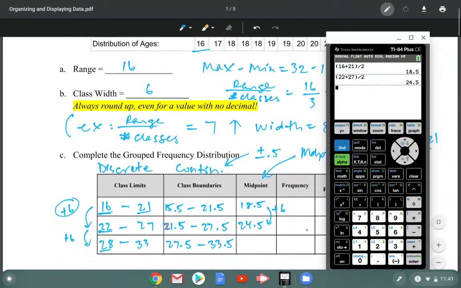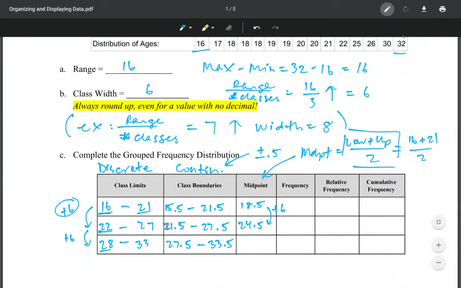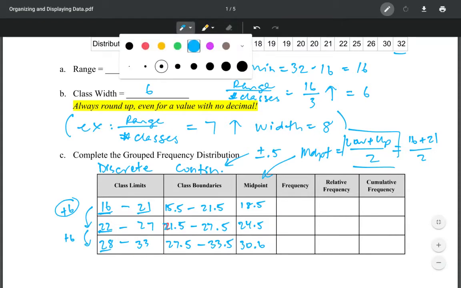So let's just add 6 to get to the last one. If I add 6 again to get to that last midpoint, that's going to be 30.5. And again, you could check that using the midpoint formula. Okay, so again, I'm just erasing my little notes there as I go. Let me go back to my pen.